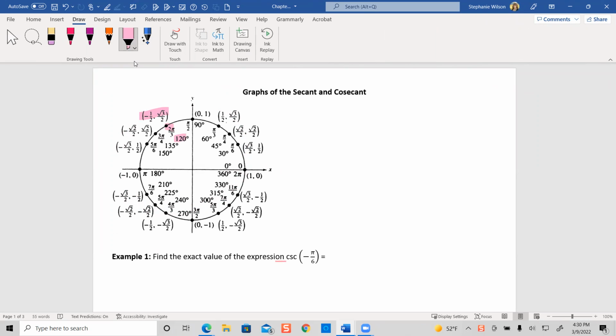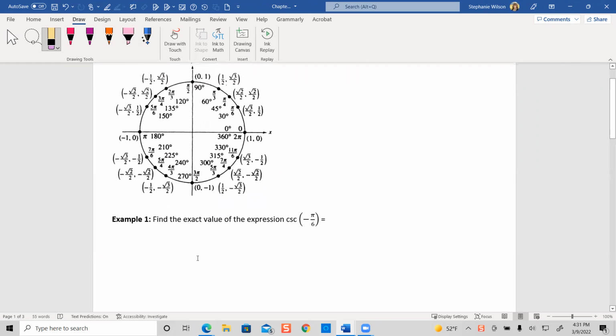And it's just like the Cartesian coordinate plane, right? You have your x and your y axis. Okay, so it's important to know all these points and where they fall on this graph. So the first question says, find the exact value of the expression of the cosecant.